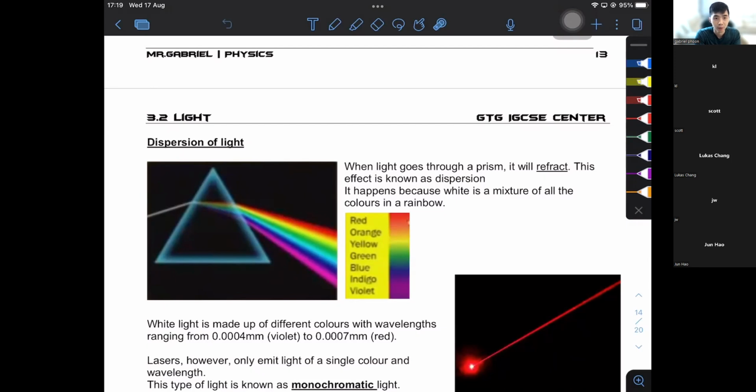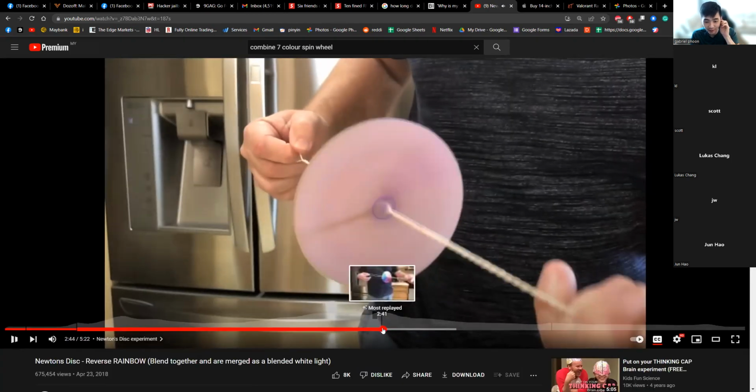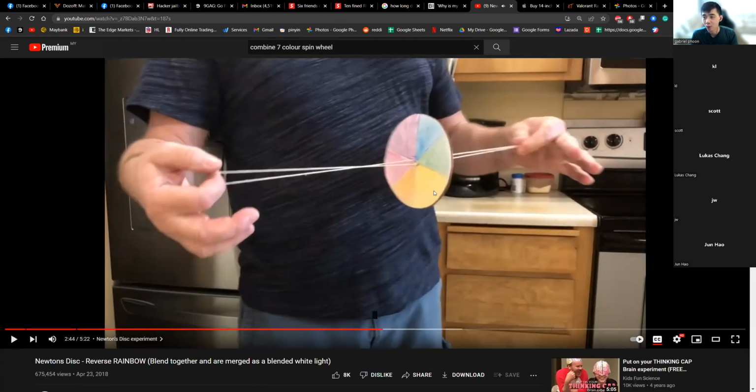A spin wheel. I think. Let me show you. Anyone ever played with this before? Usually our kindergarten school teachers like to use this. So this thing here is basically what happens when you combine all 7 colors together.